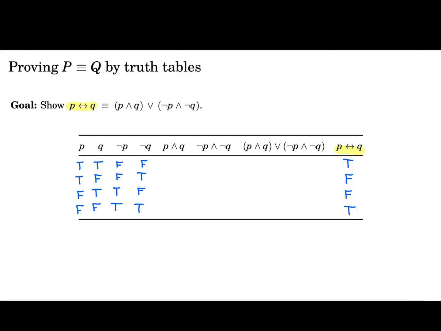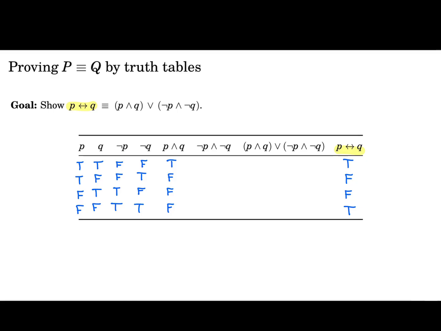Now let's look at the and, P and Q. We know that P and Q is going to be true only when both of them are true. So if P is true and Q is true, then this is true. But if any of them are false, the and will be false. So this is what this looks like.